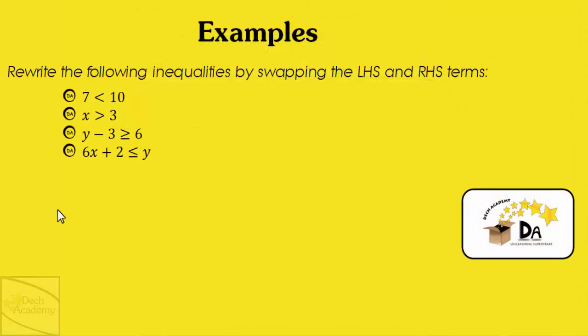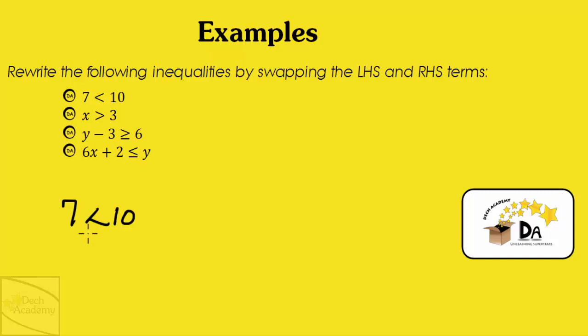And you'll see how the information in this table is useful shortly. Here are some examples. This is a question. It says rewrite the following inequalities by swapping the left hand side and right hand side terms. So here's the first inequality: 7 less than 10. 7 less than 10 is an inequality because it's telling you that 7 is not equal to 10 and 7 is in fact less than 10.